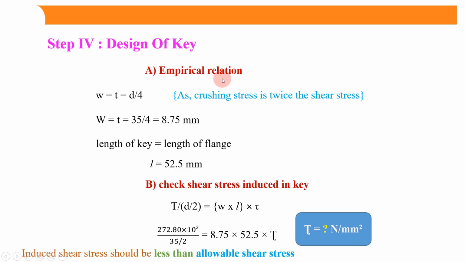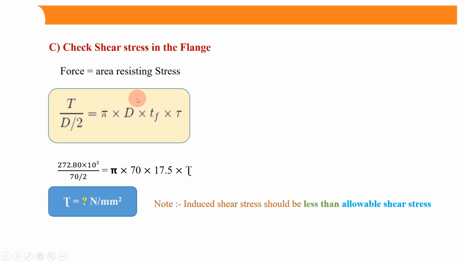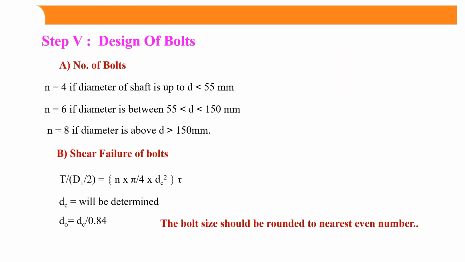So we need to fix some empirical relation first: W is equal to T is equal to D by 4. As crushing stress is twice the shear stress, that is why we have used W is equal to T is equal to D by 4. Let's see how it is possible.